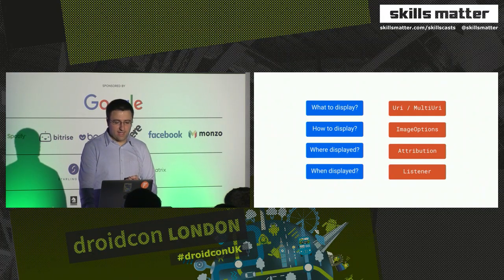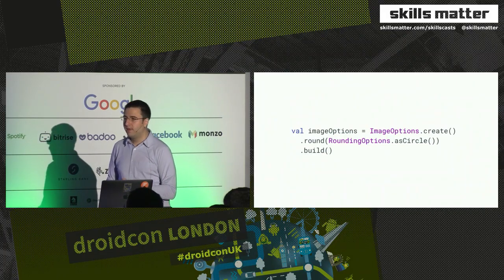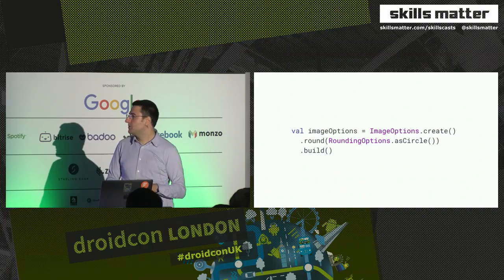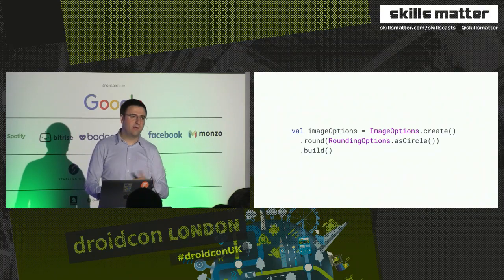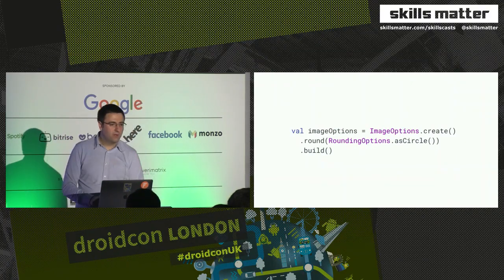So let's take a look at the image options. This would be a really simple example. Again, from before, we were not sure where we would do the rounding. So now what you would do is create new image options, set the rounding, and just pass that object to Fresco, and Fresco would figure out the rest.